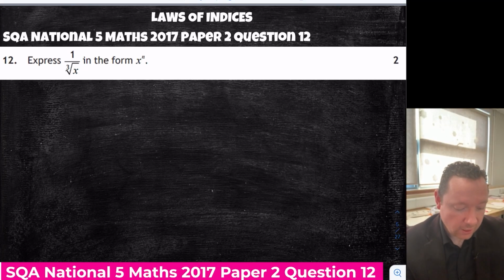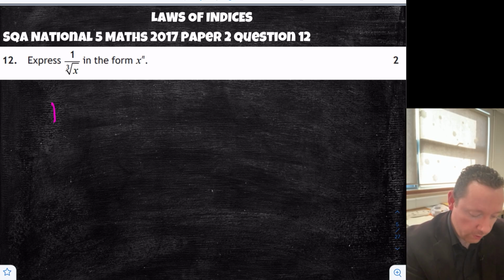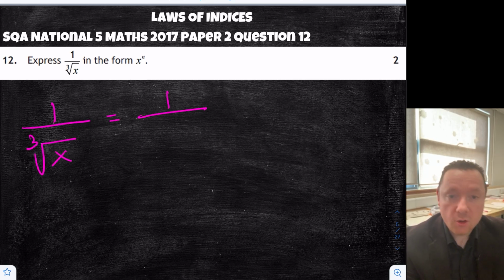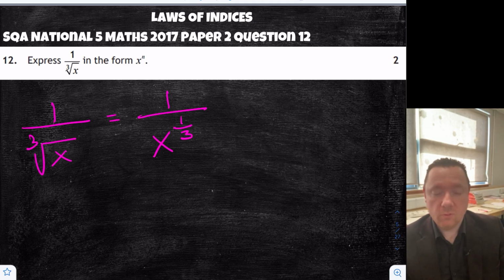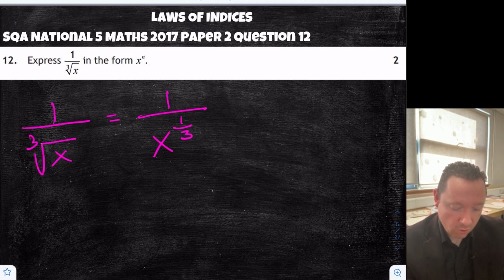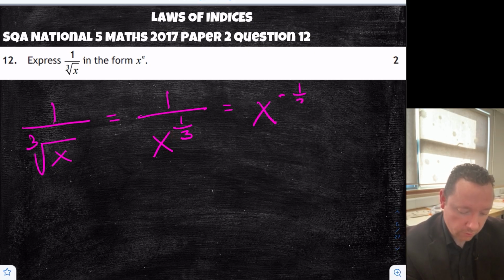Laws of indices. SQA National 5 Maths 2017 Paper 2 Question 12. Express 1 over the cube root of x in the form x to the power of n. So we've got 1 over the cube root of x. You need to know from your laws of indices that a cube root can be written as x to the power of a fraction. The fraction is 1 over 3, 3 from the cube root, and because x has got like an imaginary 1 here. Once we've done that, your second law is if you've got a fraction, you can make the fraction disappear, take that up to the top, and that becomes a negative power. So in other words, we get x to the minus 1/3 for our final answer.